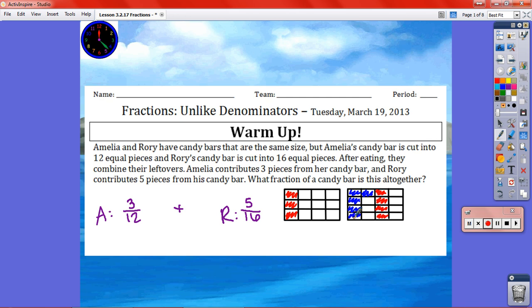So my answer, when you look at it that way, is very easy. It's just, well, that's 5, 6, 7, 8, 9 sixteenths, because these pieces are sixteenths. But let's go ahead and show that with numbers and see how we can solve that.